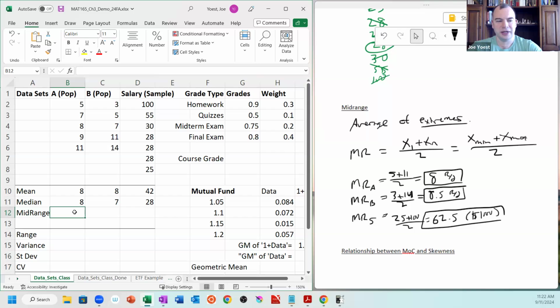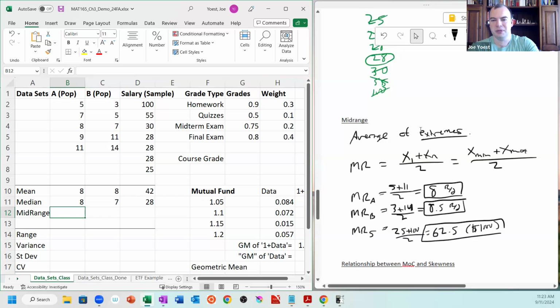Okay, now for the mid-range, unfortunately, Excel doesn't have a mid-range function. The mid-range is actually kind of an odd measure of center, and we're using it for a specific reason that we'll look at coming up probably next time. But it's not a very commonly reported measure of center, so Excel doesn't have a built-in function to calculate it. But we do remember that the mid-range is the average of the extremes. It's the minimum plus the maximum, all divided by 2.